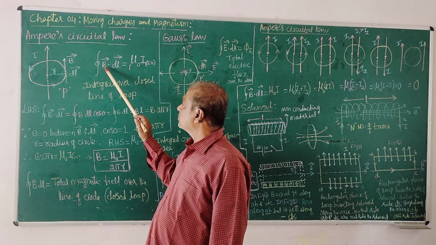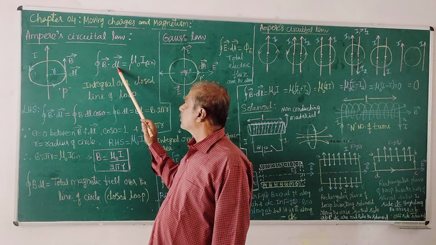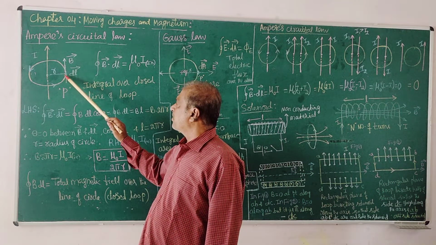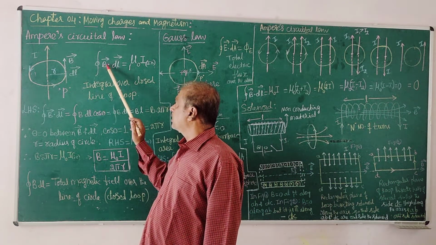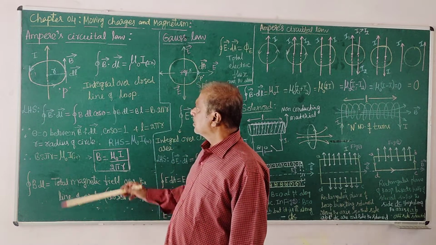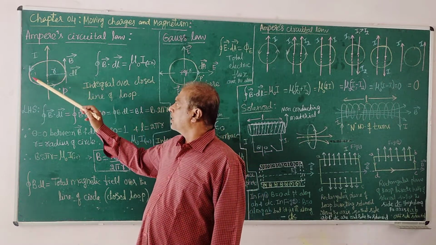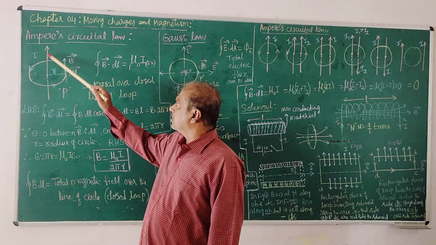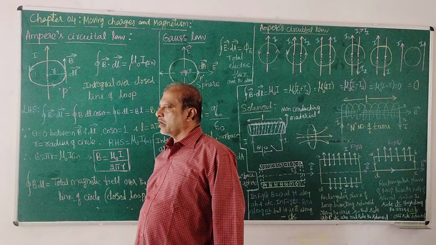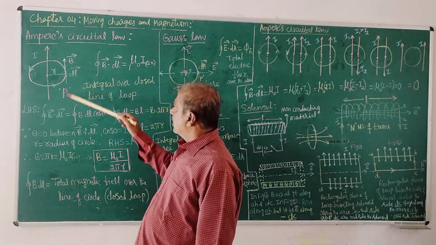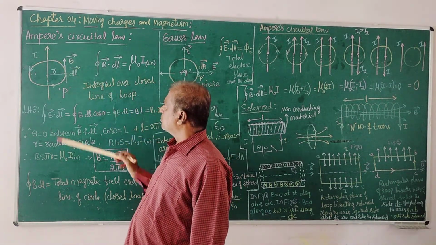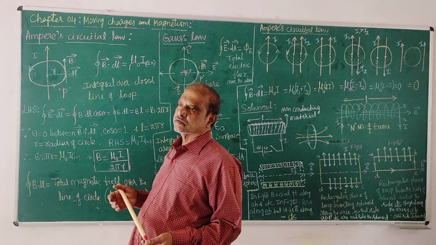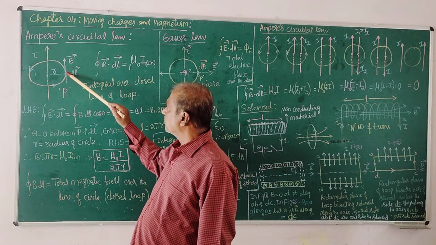Theta. So it is B into dl at this point. So the magnetic field at this point is B into dl. So on the way around this circuit, around this current carrying conductor, a circular line, there are infinite number of points. This is at one point.